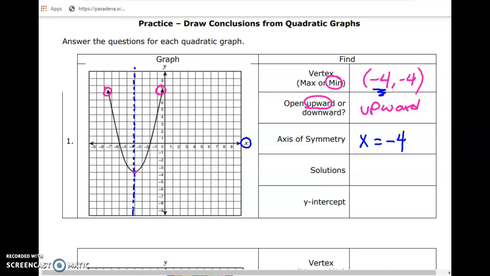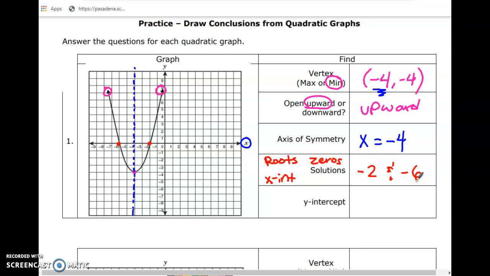Remember, solutions are the same thing as roots, zeros, and x-intercepts. So it doesn't matter how they ask you, they're talking about these right here where it crosses the x-axis. Okay, so this one goes at -2 and at -6. So you can say that it has two solutions at -2 and -6.